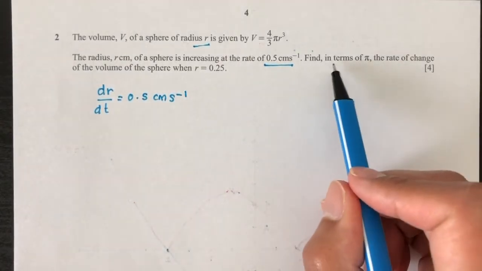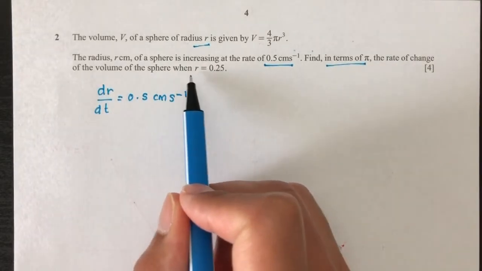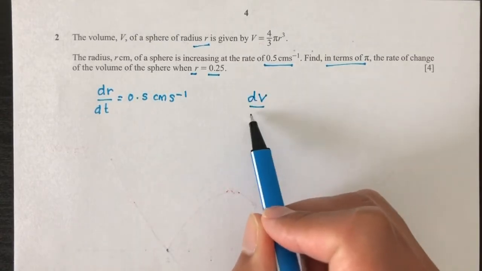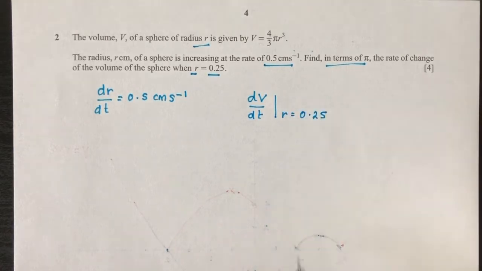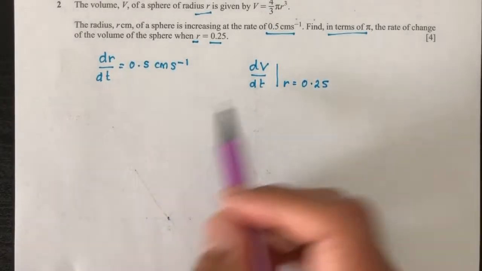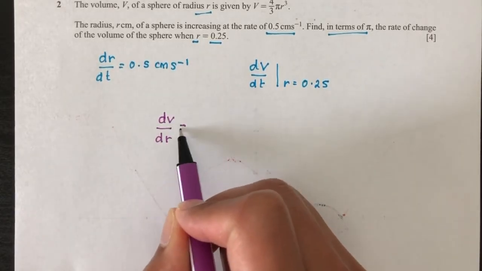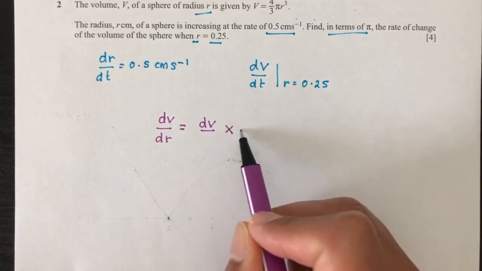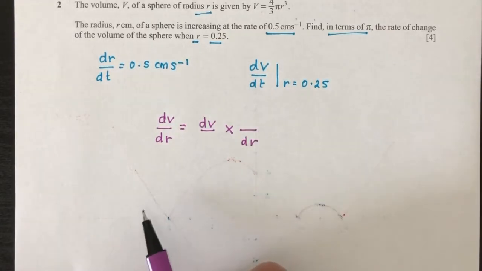Now question, find in terms of pi the rate of change of the volume of the sphere when r is equal to 0.25. So we have to find rate of change of volume dV by dt when r is equal to 0.25. So now question is, how do you find dV by dt? As you can see the formula here, dV by dt is equal to, so we have to have dV on top over something times dr on the bottom. So what connects these two together?